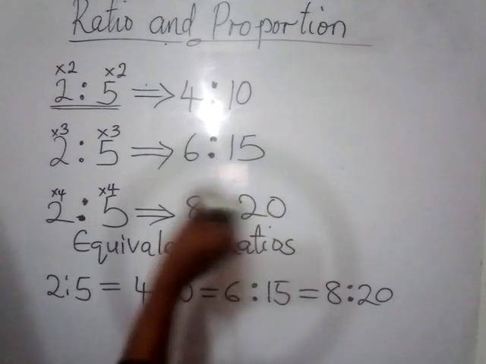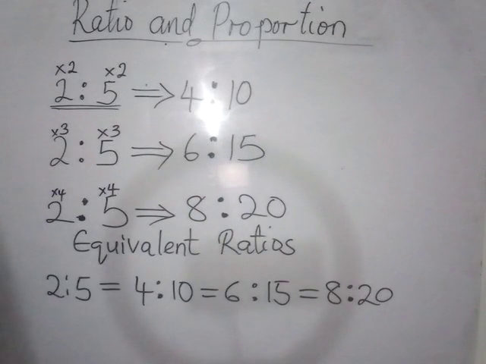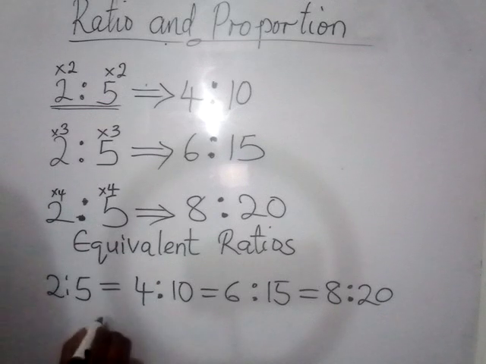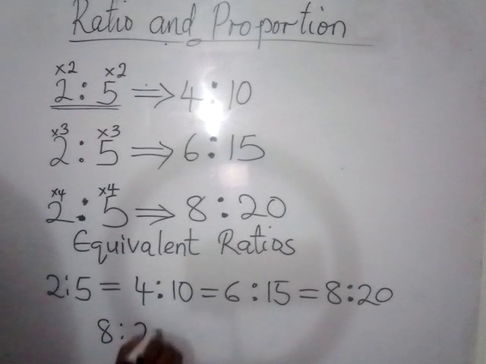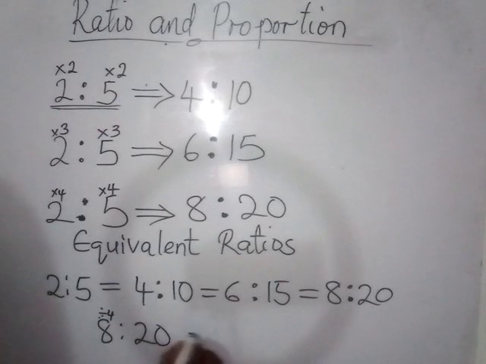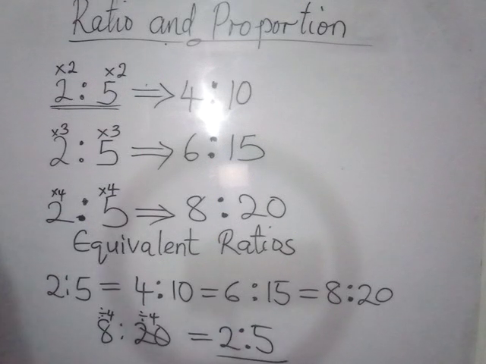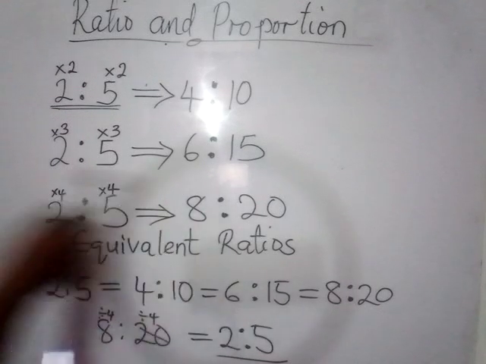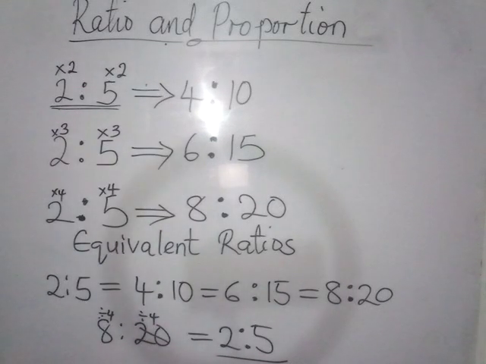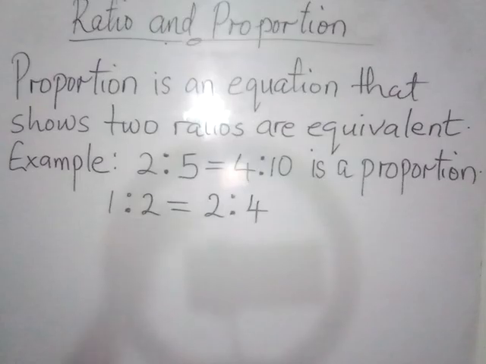For instance, if we divide this number here by 4, we're going to get 2 to 5 back. Okay? We can quickly try that. So 8 to 20. We divide 8 by 4. It gives us 2. If we divide 20 by 4, it gives us 5. So we are back at ratio 2 to 5. So all these ratios are equivalent ratios. Now we're going to look at proportion. We're quickly going to look at proportion.